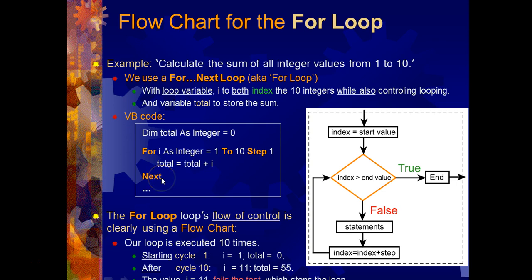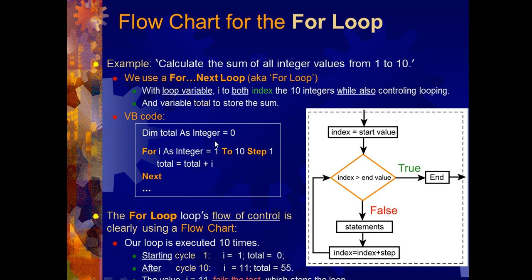And we go up here, so we have to go back up again. And then I is equal to 2. No, I is equal to 3. Total was equal to 3, I think. So now total is 3 plus 3 is 6. Then we're here at next. We go back up and we keep doing this. This is another example of a for next loop.